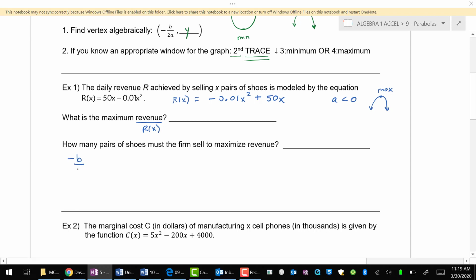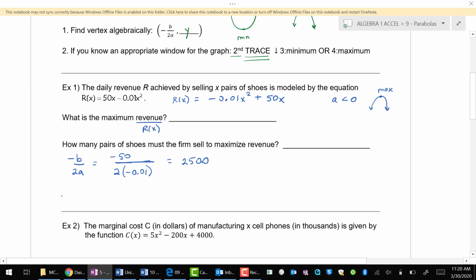Opposite of b divided by 2 times a is going to be the x-coordinate of the vertex. Opposite of b would be negative 50 divided by 2 times negative 0.01. So negative 50 divided by negative 0.02 would give me a value of positive 2,500. Now what I found is the x value. Remember back here, the x value is the pairs of shoes. But the output, the y value, would be the revenue. So that's what we're searching for here.